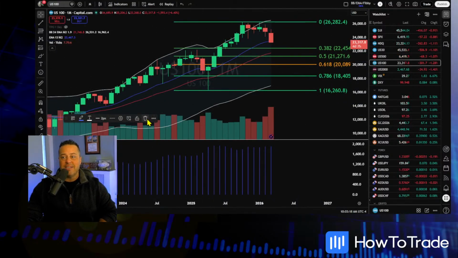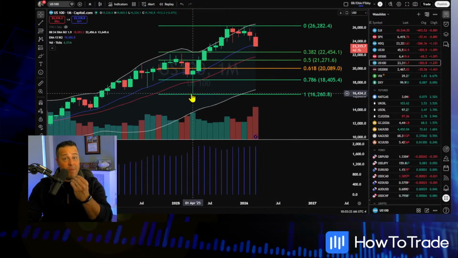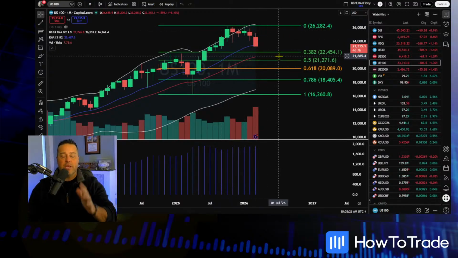US 100 is fascinating. Same basic market structure. Tariff panic lows of 2025. You get up there with that double top, and now we're pulling off 22.5. Looking at 22.5s, we're breaking beneath that 13-month EMA. 23.4, 23.5. This isn't good. This is extremely bearish. It's extremely bearish.